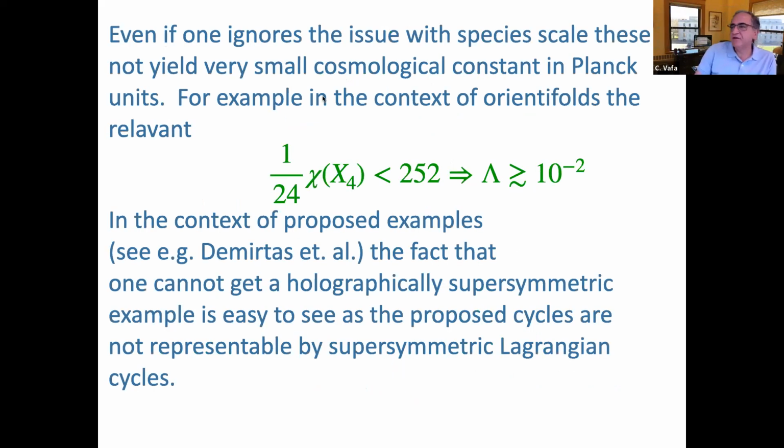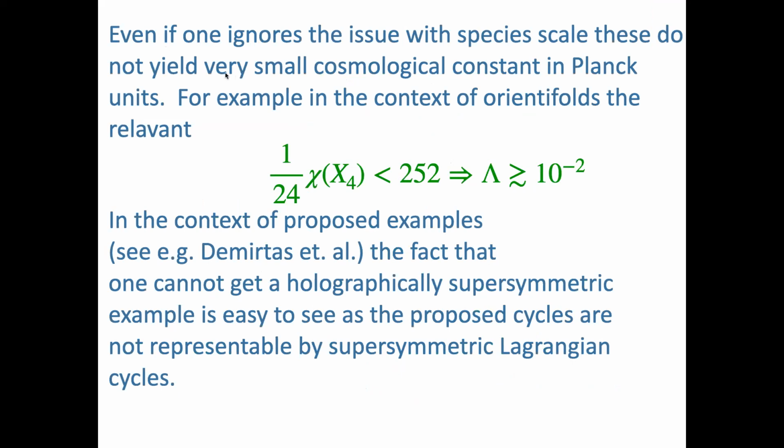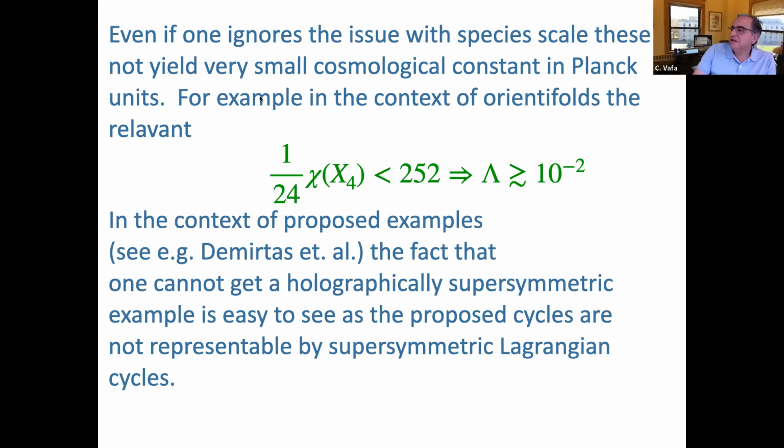So even if one ignores the issue with the species scale, it turns out for the cosmological constants that you get, these don't give such a small cosmological constant. For example, in the context of orientifolds, you can show that the biggest you can make the Euler characteristic of the Calabi-Yau is 252. And this will tell you that the lambda that you get is bigger than 10 to the minus 2.